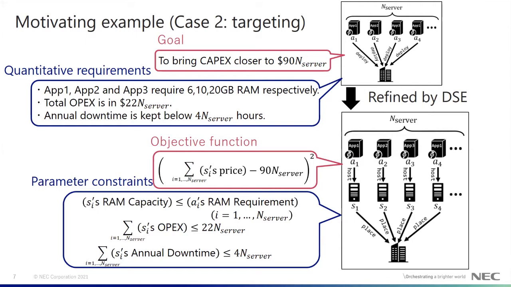For example, this slide shows the optimization problem obtained when we specify the goal of keeping the capital investment budget as close as possible to a specified amount. The parameter constraints are exactly the same as the first one, but a more complex quadratic polynomial is specified as the objective function. By solving this optimization problem, we obtain the combination of server products that satisfy the given conditions and also bring the capital investment budget closest to the specified amount.